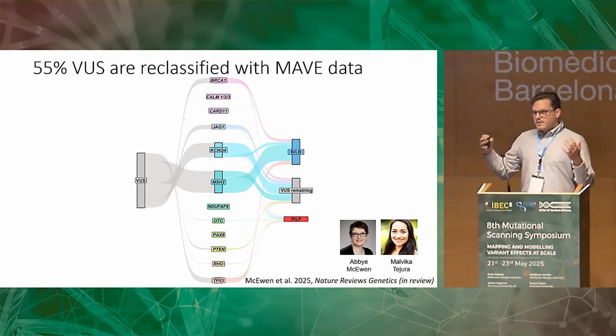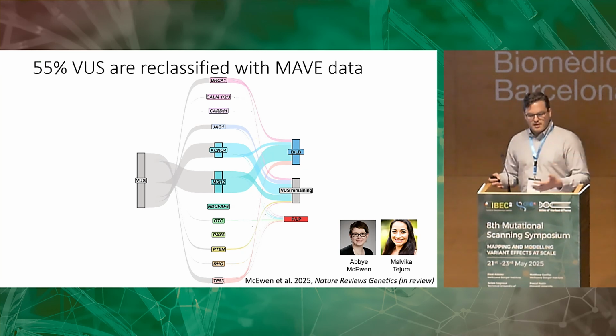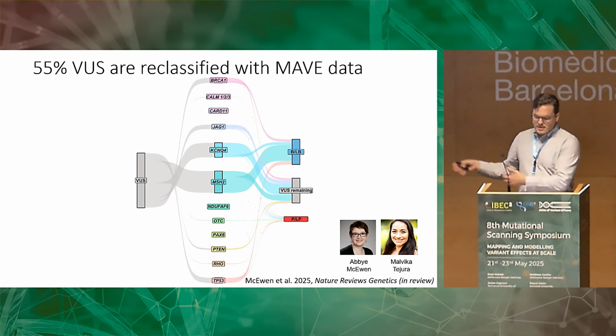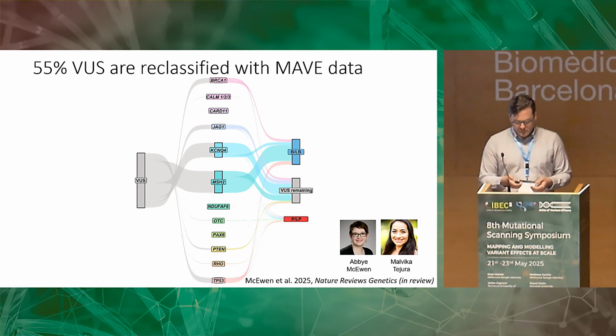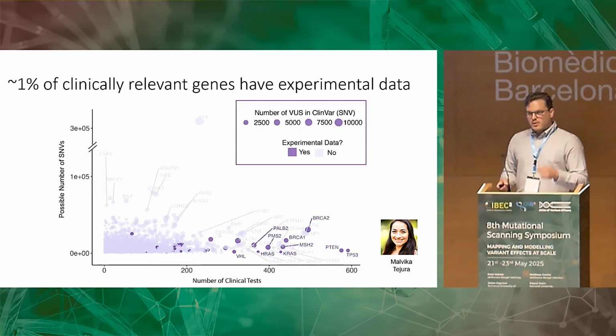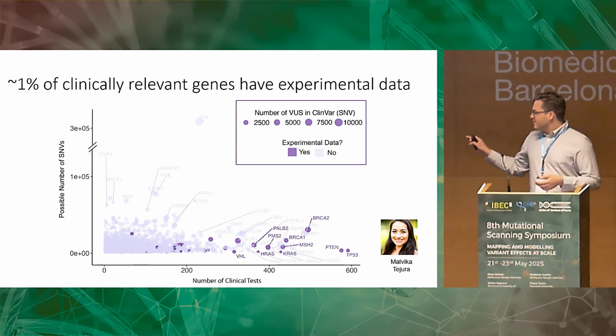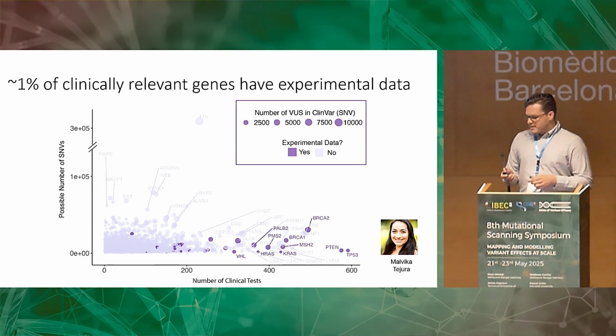And so that's just a real testament to the strength of this community, and when we focus our efforts on some of these clinically relevant genes, how many variants we can actually reclassify. And in fact, now we have data for around 1% of all of the clinically relevant genes.